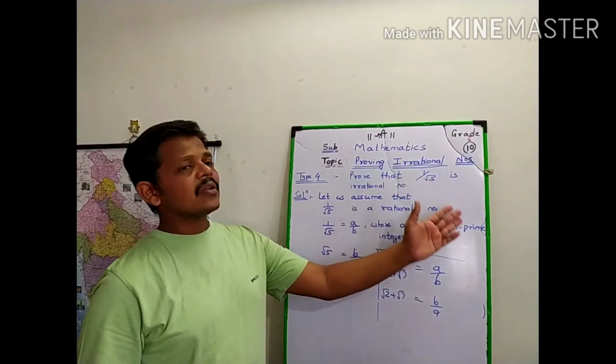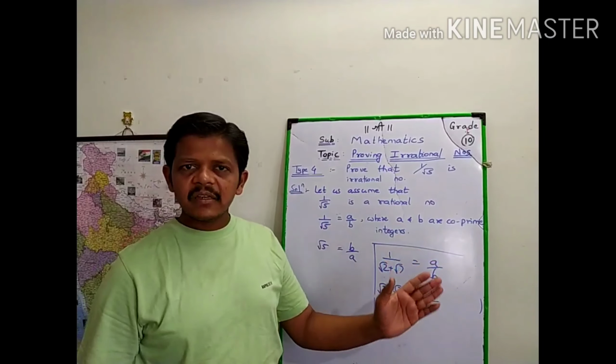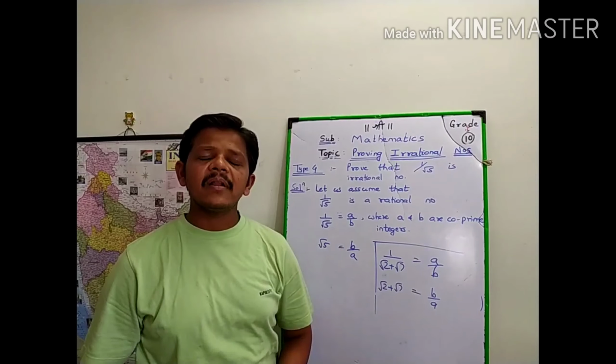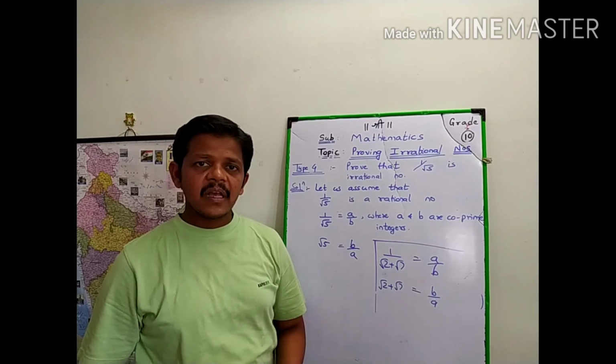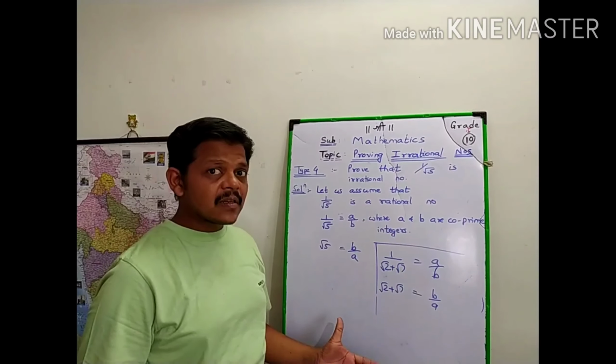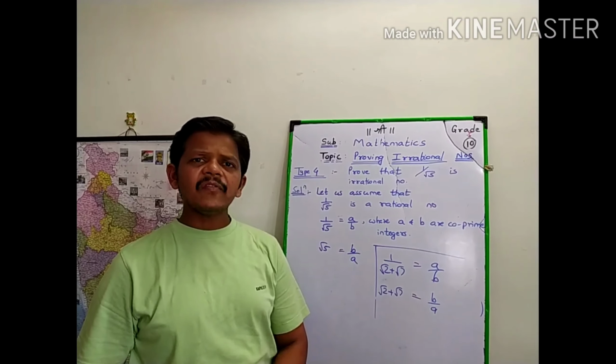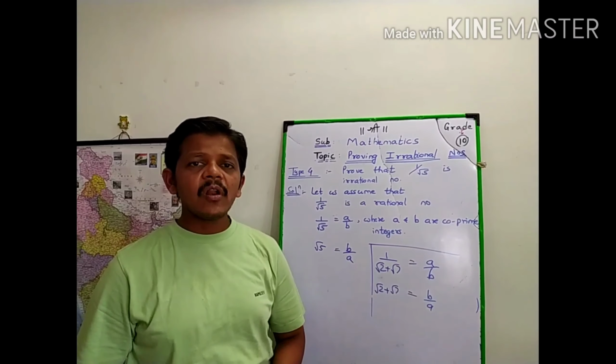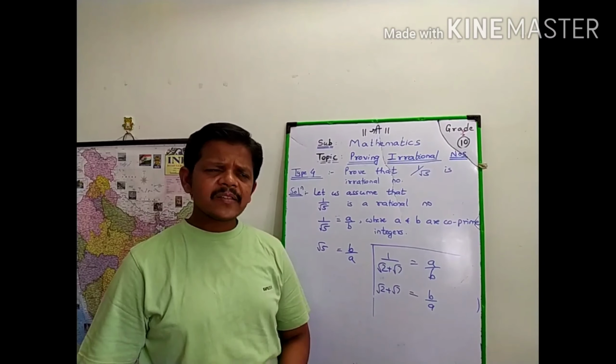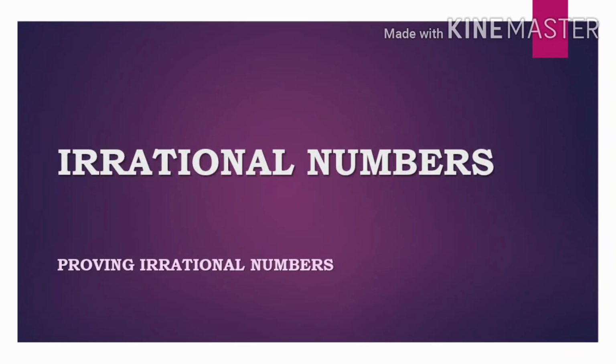So that's all about the third part. Here we finish the third part of our chapter, real numbers. Children, you will write down all these steps and the hints whatever I have given you in the video nicely and carefully, and you can solve the sums on your own. That's all from my side about this proving irrational numbers.